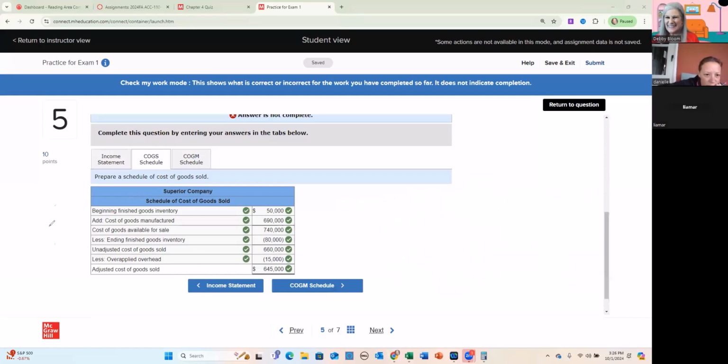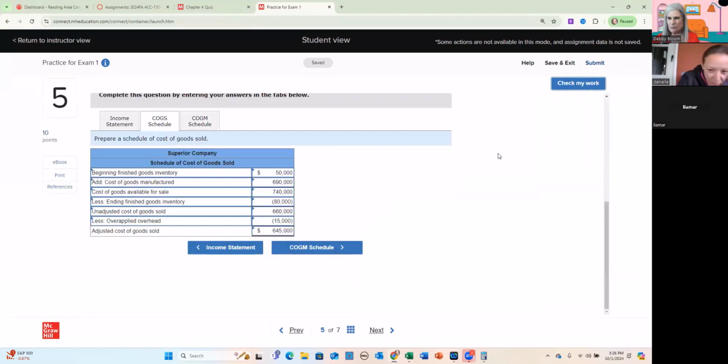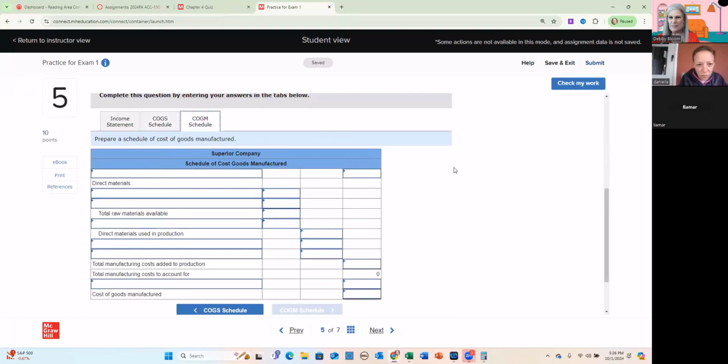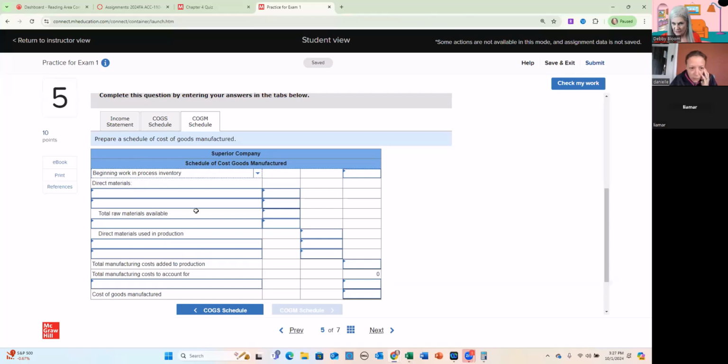It's like solving a puzzle. It is, yeah. Once you have everything, now you just gotta solve what's left. Yep, this problem is actually a very, very big puzzle. So if we go through the schedule of cost of goods manufactured, they should have an example in your book. You start off with your beginning work in process inventory. Then you have to add your direct materials. So you have to figure out the direct materials used in production.